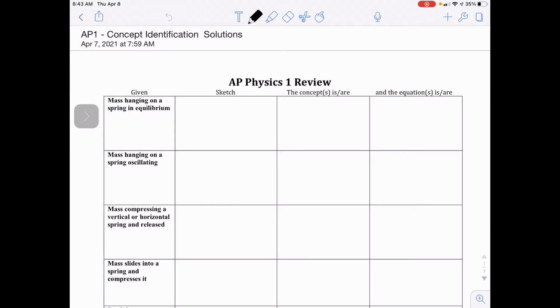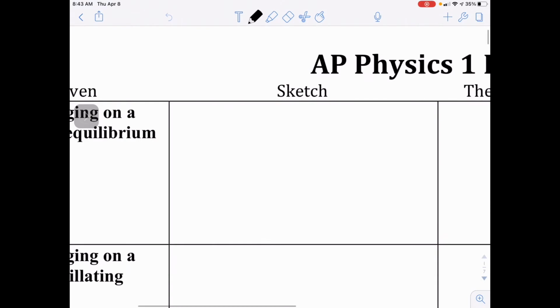In the first scenario, we have a mass hanging on a spring in equilibrium. Well, the sketch is pretty simple. Just draw a spring, a mass hanging on the end of it.